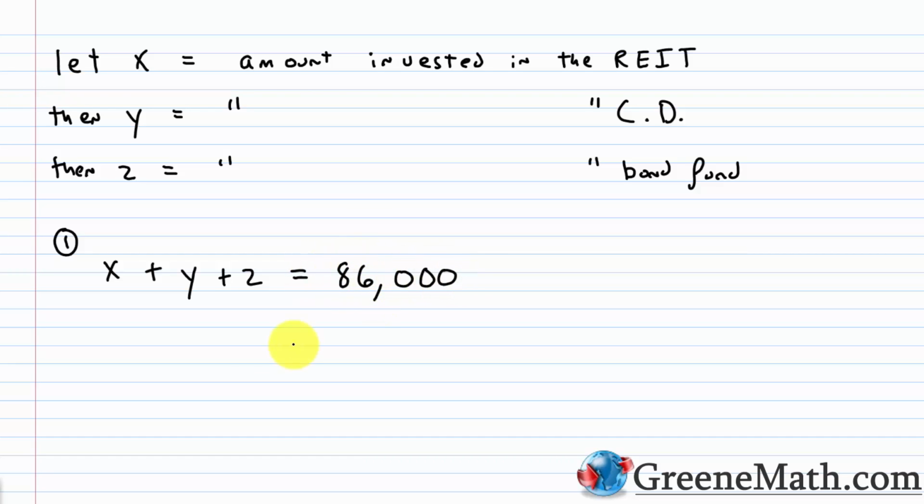And again, that's straight from the problem. The amount invested in the REIT plus the amount invested in the CD plus the amount invested in the bond fund, because he only puts money in those 3 areas, is going to sum to $86,000. All right, let's see if we can get another equation.